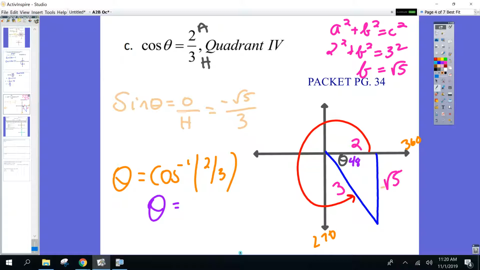So we're talking about the angle between 270 and 360. Add 48 to 270? No, that's wrong. Subtract 48 from 360.